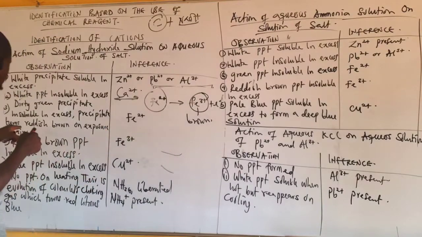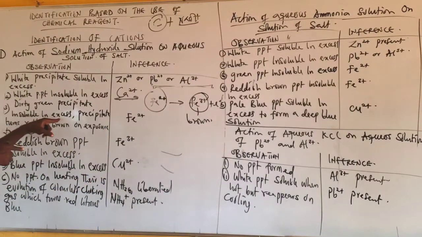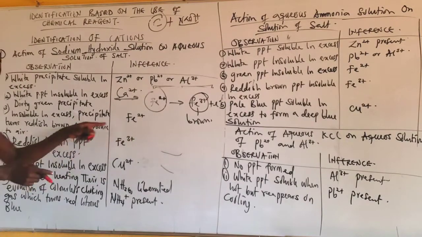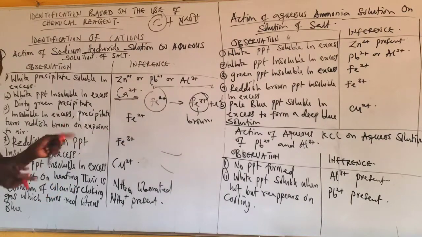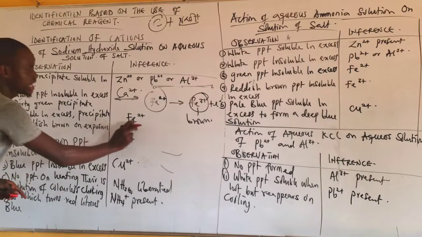So, in that case, you can easily say that since it formed a precipitate insoluble in SS and the precipitate turned reddish brown on exposure to air, it shows the presence of iron 2, because it is iron 2 that will turn to iron 3 when it's exposed to air. Altogether, just put down that iron 2 is present.